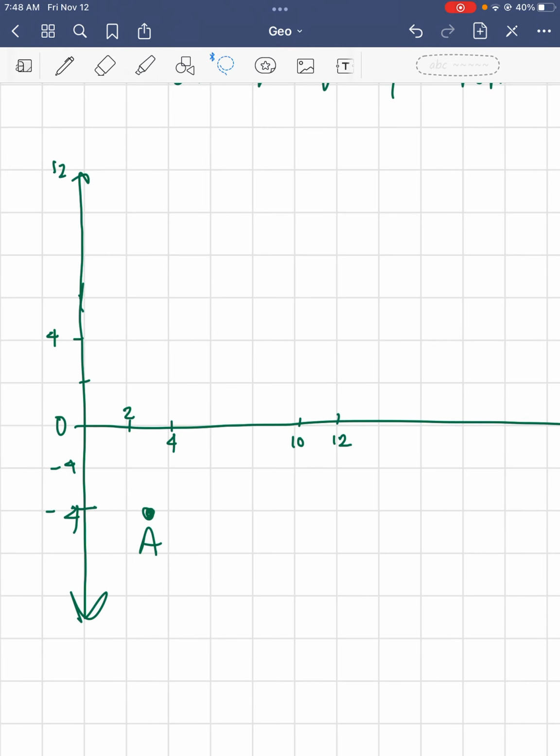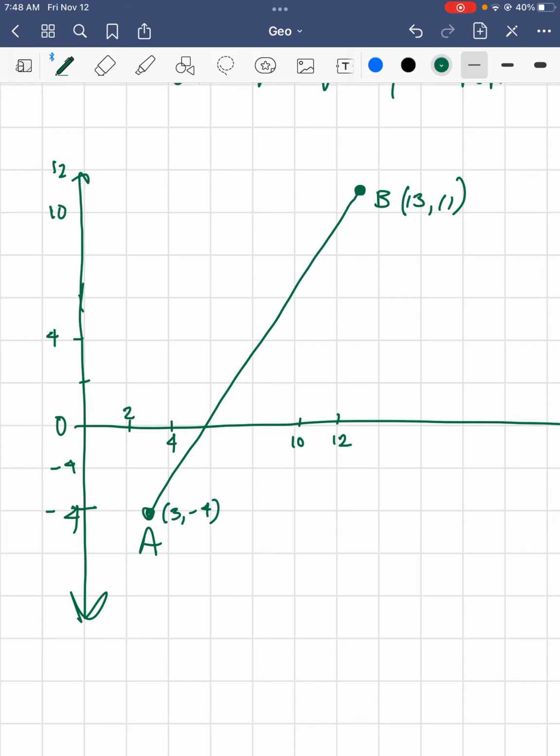Okay. So A is at 3, -4. Okay, and B is at 13, 11. 2, 4, 6, 8, 10. So right here in this middle. All right, here's B at 13, 11. Okay, so this is what we're given. Just going to make it straight for me. There we go. All right. Now we have the straight line from A to B.